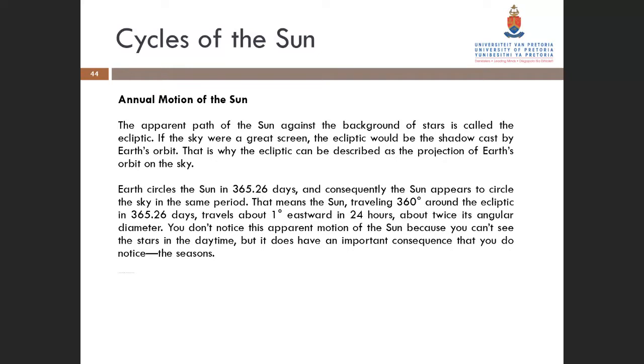Earth circles the Sun in 365.26 days, and consequently the Sun appears to circle the sky in the same period. That means the Sun, traveling 360 degrees around the ecliptic in 365.26 days, travels about 1 degree eastward in 24 hours, about twice its angular diameter. You don't notice this apparent motion of the Sun because you can't see the stars in the daytime, but it does have an important consequence that you do notice: the seasons.